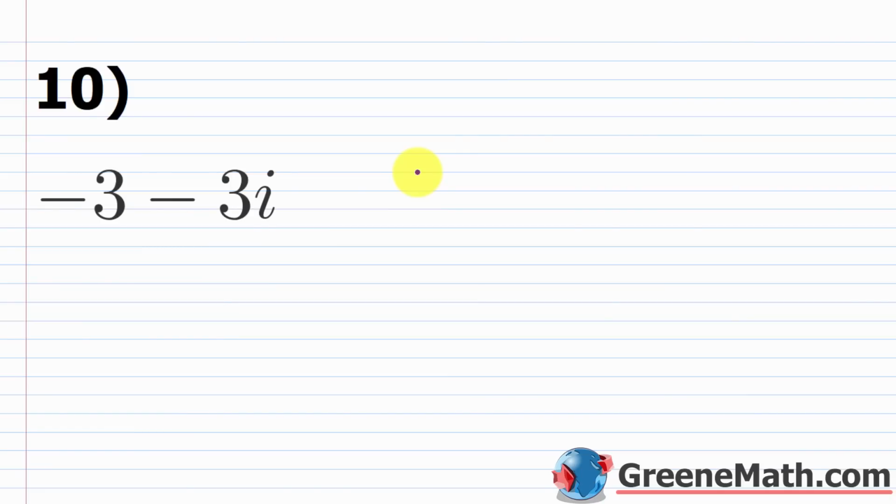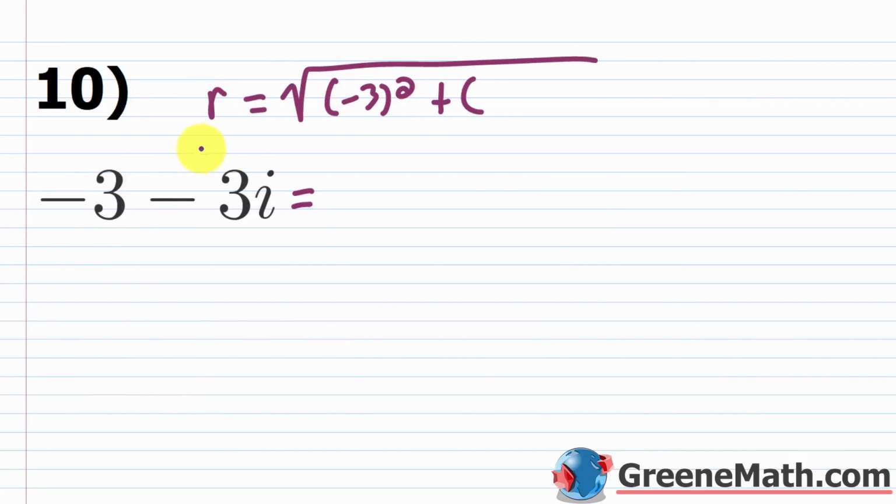Okay, for problem 10, we have negative 3 minus 3i. So again, to convert this over, first I need my r value. So r is equal to the square root of, you take your real part, so negative 3, square that, plus your imaginary part, which is also negative 3, square that. So negative 3 squared is 9 in each case. 9 plus 9 is 18. And so for this, I would break it up into 9 times 2. Square root of 9 is 3. So this would be 3 times square root of 2.